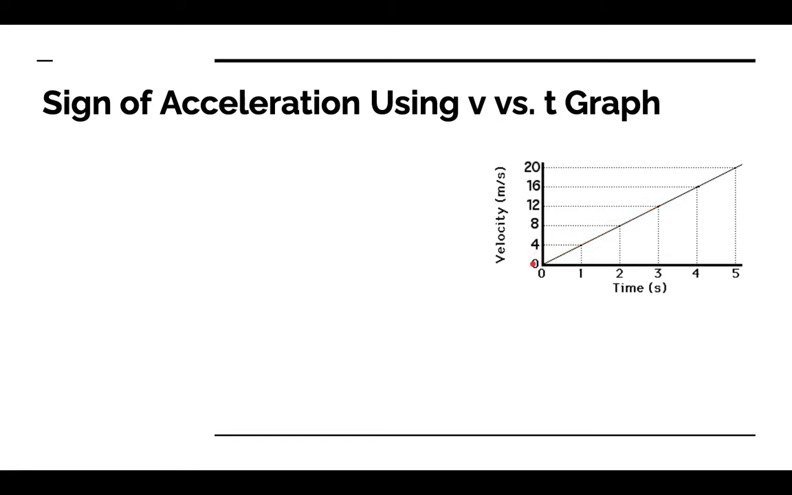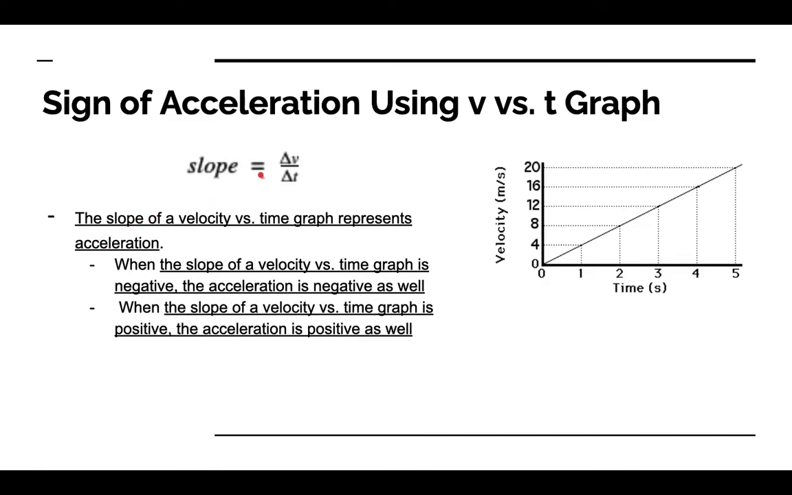If we want to determine the acceleration of an object at, say, 2 seconds from this velocity versus time graph, we use a principle that's similar to how we determine velocity from a position versus time graph. Specifically, we calculate the slope of the velocity versus time graph, as the slope represents the acceleration. To calculate the slope, we take our change in velocity and divide it by our change in time, our rise over run. But change in velocity over change in time is also our acceleration, so the slope of the velocity versus time graph is our acceleration. When the slope is negative, the acceleration is negative, and when the slope is positive, the acceleration is positive as well.